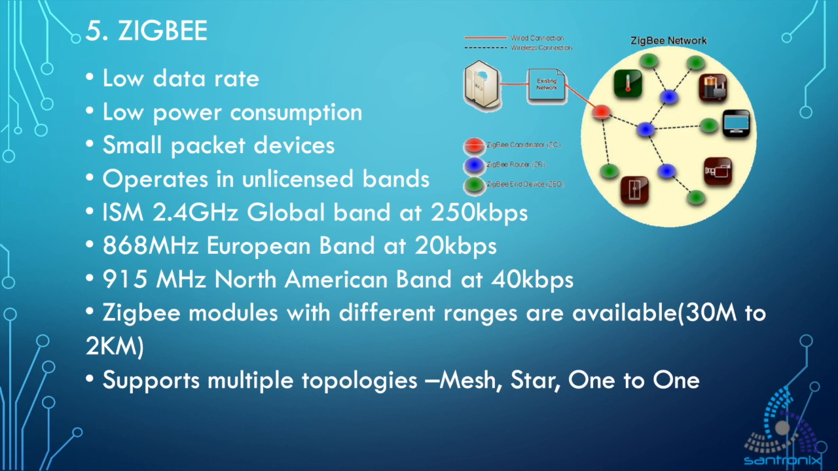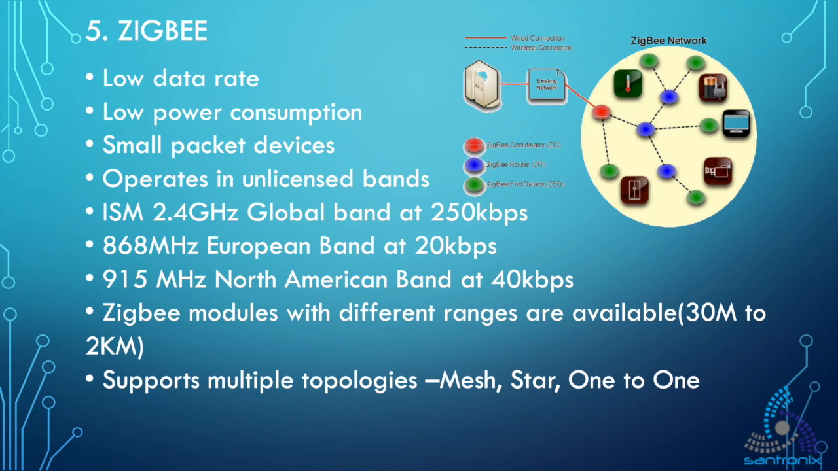It has a very low power consumption. It has small packet devices. It operates in unlicensed bands on a 2.4 gigahertz global band, so it is acceptable everywhere. Although there is also a European band which is sub gigahertz, which is 868 megahertz, and there is also 915 megahertz, which is the North American band at 40 kbps. So there are different data rates. At 2.4 gigahertz, you can achieve the highest data rate, and it is the most widely accepted frequency range because it is universal.